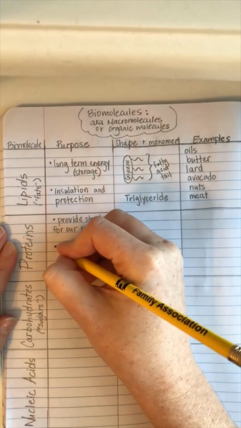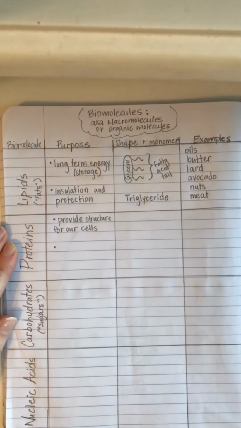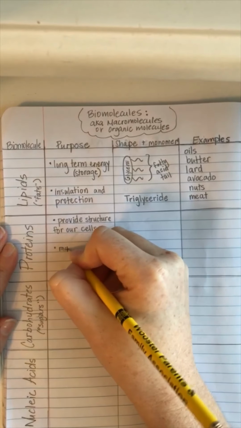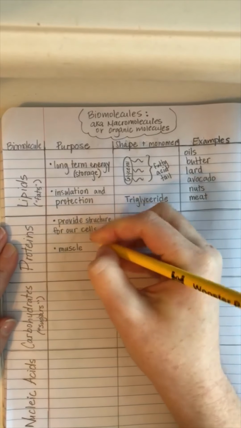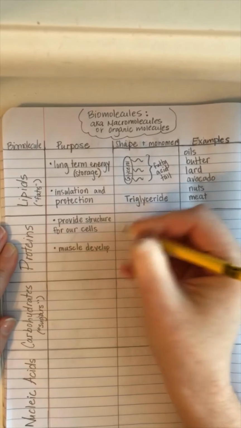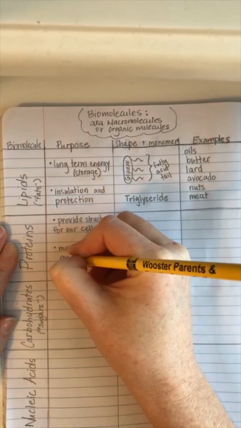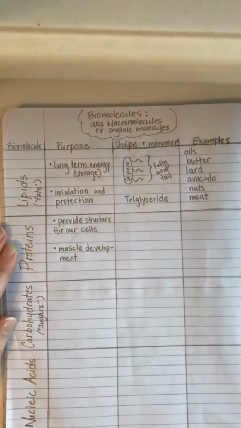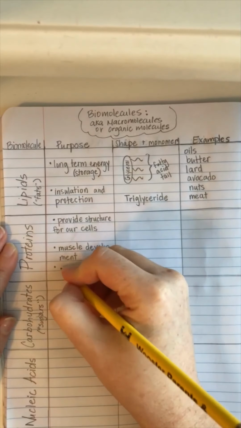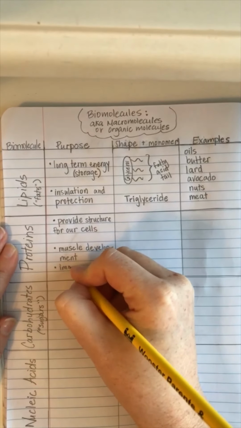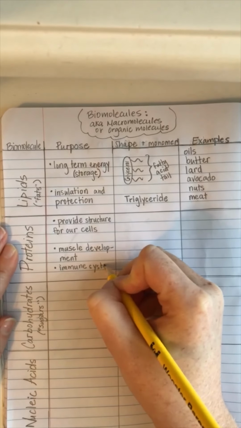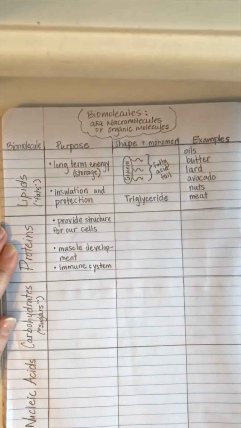Also helps with, and I'm sure you've heard before, athletes tend to eat a lot of protein, and that's for muscle development. Some of them might even take supplements. And then lastly, it is very important for our immune system. As I've said though, I could go on and on about proteins and what they do, but let's stop there.